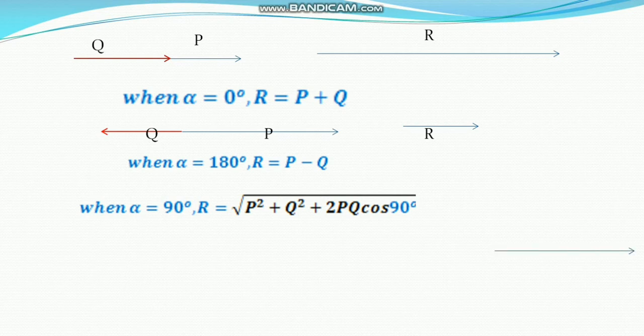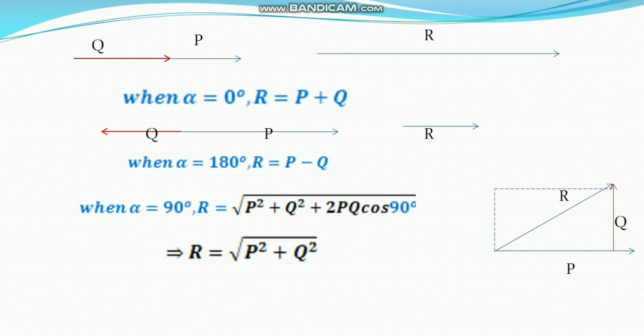So let us have two forces P and Q that are mutually perpendicular to each other, that means 90 degrees is the angle between them. Then the resultant will be equal to the square root of P square plus Q square. In this case, because cos 90 degrees is 0, this term will be cancelled. So R will be equal to the square root of P square plus Q square.